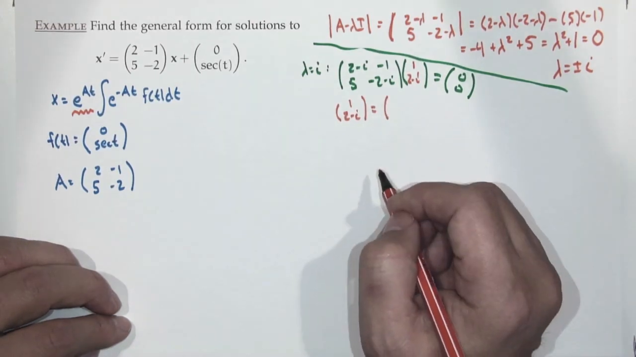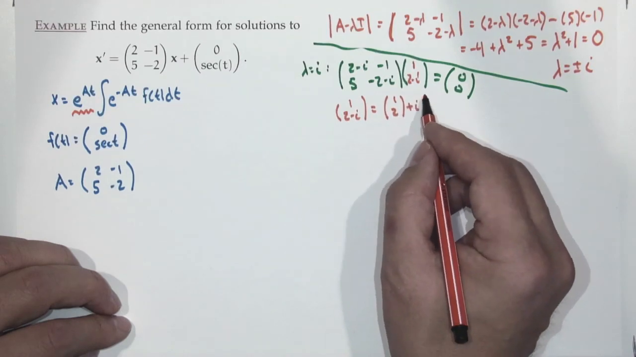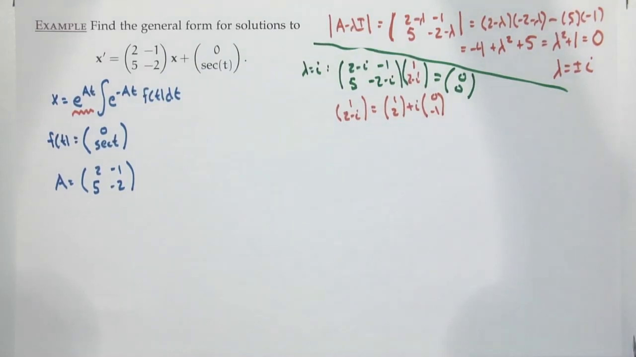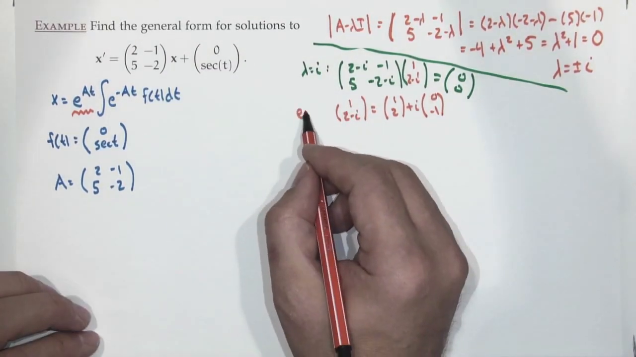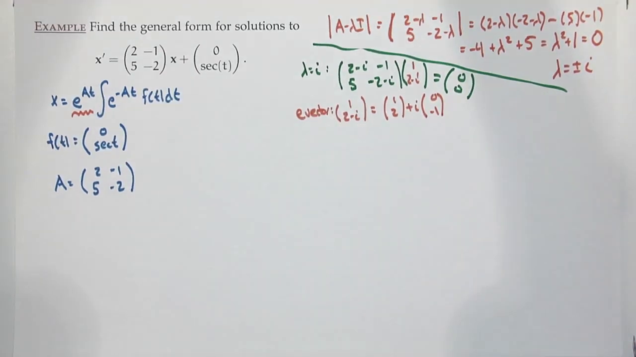What's the real part of this eigenvector? 1, 2. And then we're going to add i in the imaginary part: 0, minus 1. Okay, so here is our eigenvector.